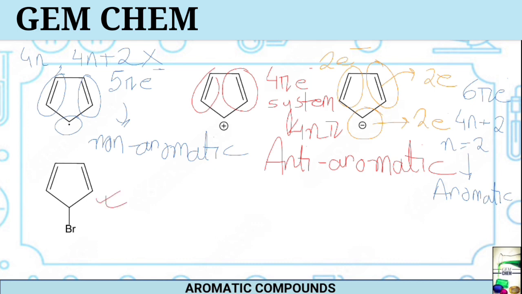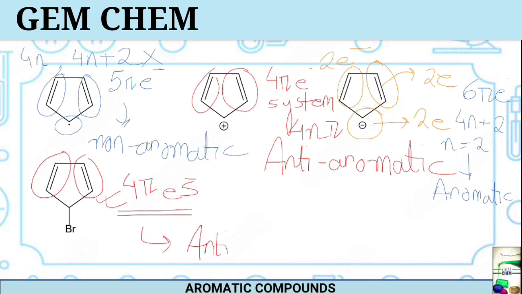Now we will deal with the next one, which is this one. From here you can see that it must be 2 and 2, that is 4 pi electrons, right? Here 4 pi electrons. So we can tell that since there are 4 pi electrons, this one must be anti-aromatic.